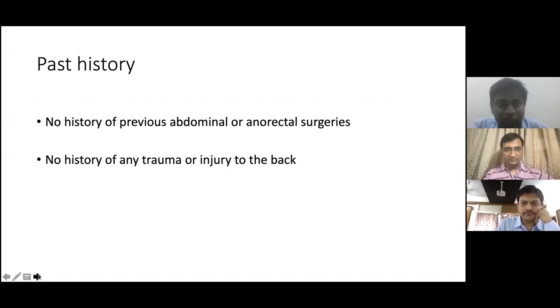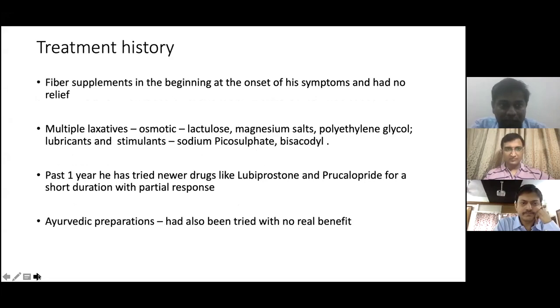Past history: there is no history of any previous abdominal or anorectal surgeries. There is no history of trauma or injury to the back. Treatment history: in the beginning, he tried some fiber supplements, like bulk-forming fiber supplements such as Isabgol. Later, he tried multiple laxatives. He tried a combination of osmotic, stimulant and lubricant laxatives, all of which had only partial response.